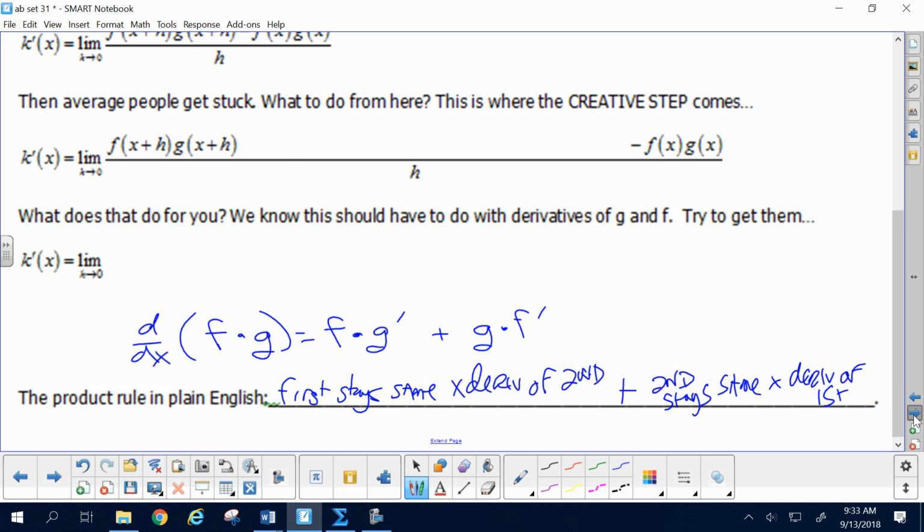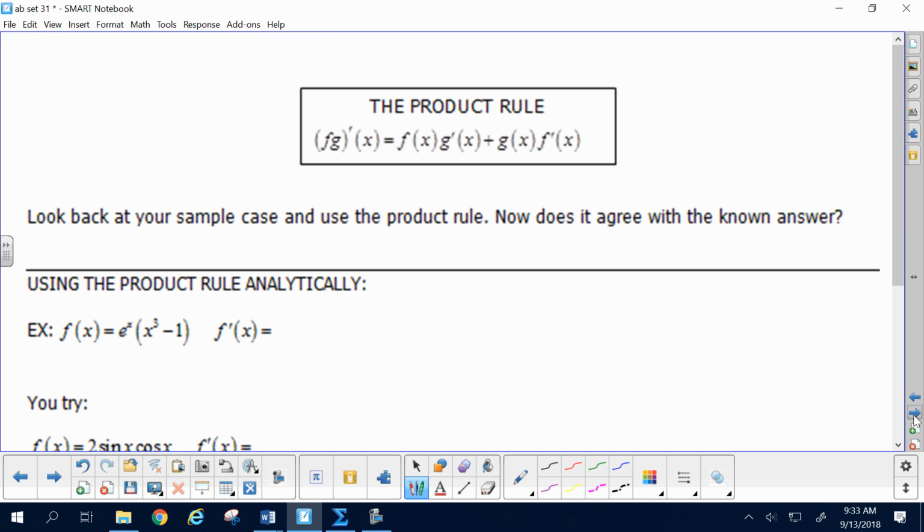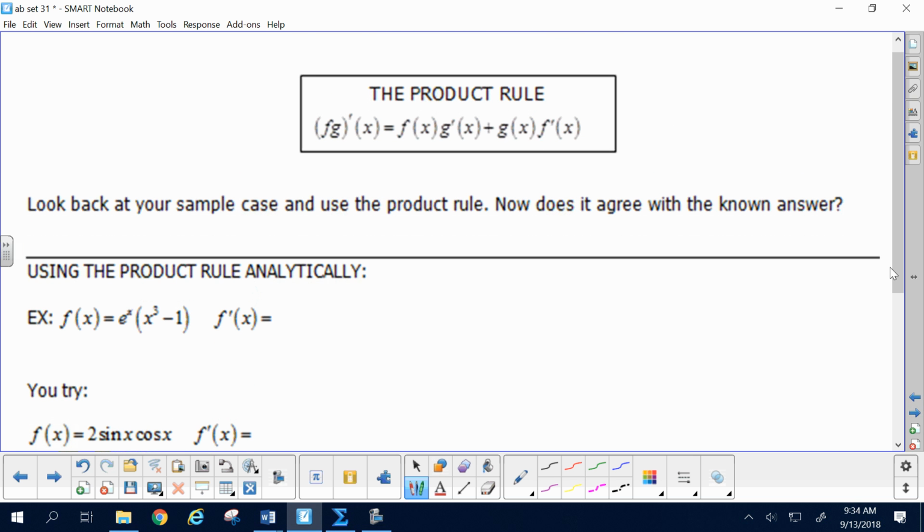All right, are you ready? So that's the rule in symbols, and it goes in action like this. Actually, let's go back to this question. Look back at that sample case then. If I take the derivative of x squared times x cubed, using this new theory, does this work? We know, again, that the answer is supposed to be, what was the answer supposed to be?